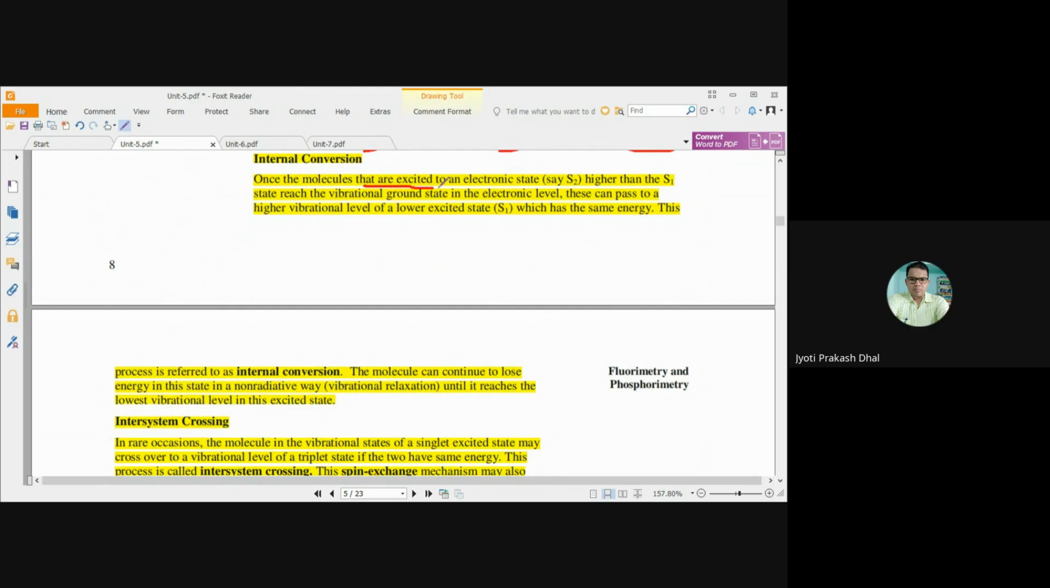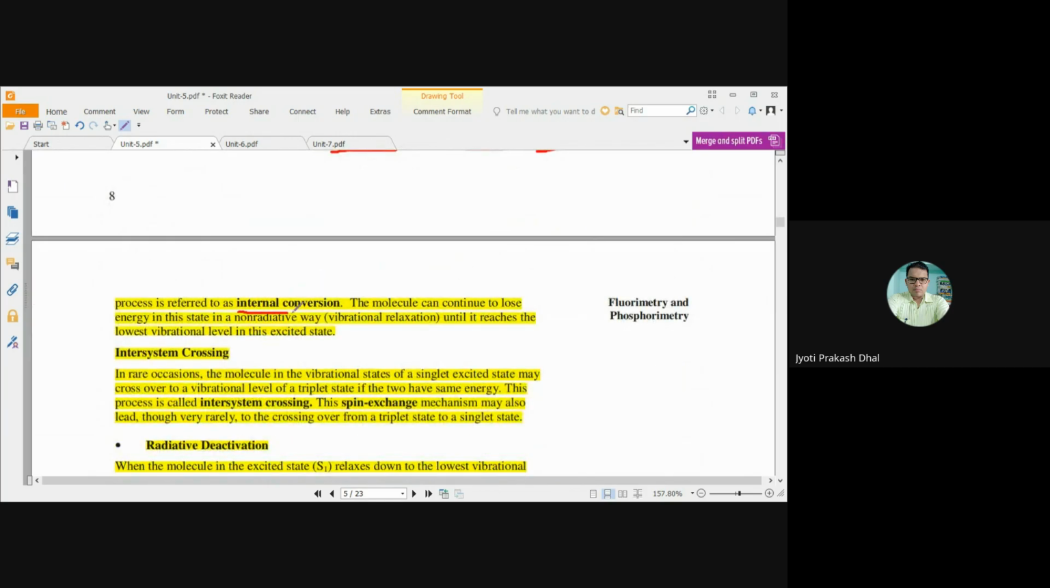Once the molecule is excited to an electronic state called S2, which is higher than the S1 state, S1 is the first excited electronic state, S2 is the second excited electronic state, and similarly there may be S3, the third excited electronic state. During the process of internal conversion, the molecules that are excited to an electronic level higher than S1, that may be S2 or S3, reach the vibrational ground state in the electronic level. This can pass to a higher vibrational energy level of a lower excited state which has the same energy. This process is called internal conversion, or IC.